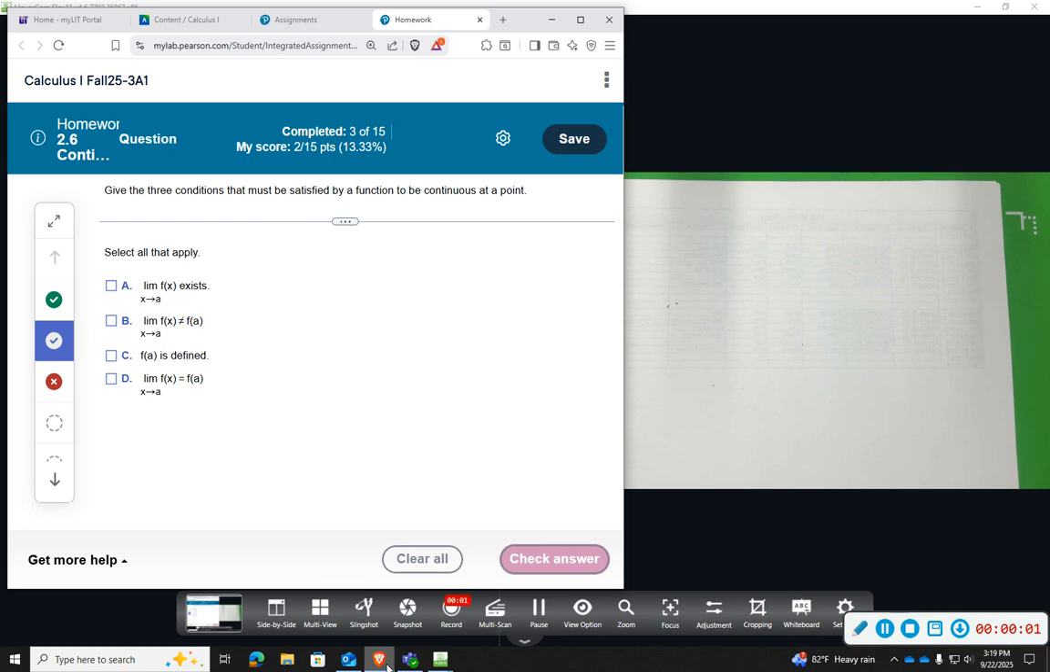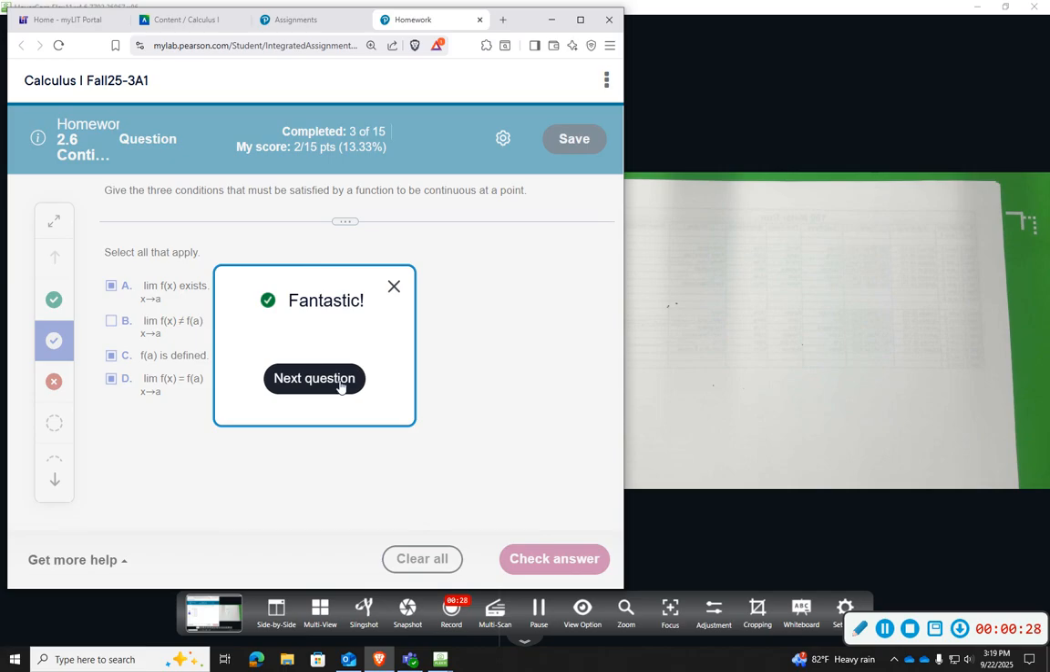All right, question number 2. We want to give the three conditions that must be satisfied by a function to be continuous at a point. From the definition, the limit of f of x has to exist. F of a has to be defined at this point a, and the limit of f of x has to be equal to f of a. All three of those need to be satisfied to be continuous.